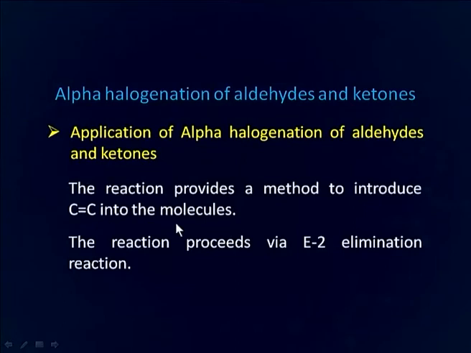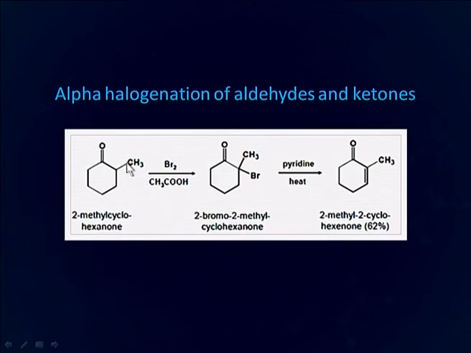Alpha halogenation of aldehydes and ketones is a very useful reaction because it provides a method to introduce a carbon-carbon double bond into the molecule. The reaction proceeds via E2 elimination. As you can see in this example, first there is halogenation at the alpha position and then removal of hydrogen bromide and generation of a double bond. So, a double bond can be generated with the help of the alpha halogenation reaction.